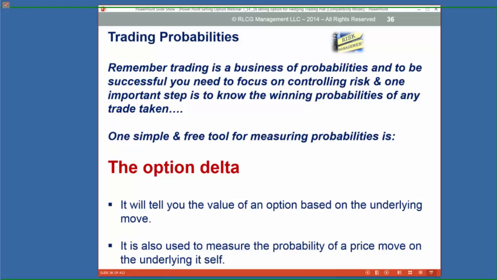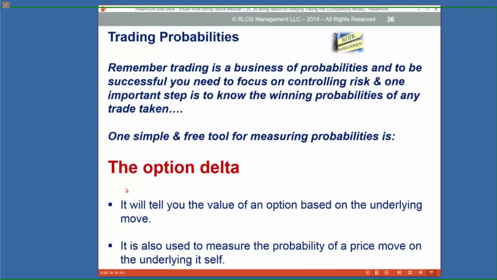Now, you're probably not going to have a lot of time when you're trying to make trading decisions to use the model on your option platform. So one of the really quick and easy ways to determine probabilities of a trade, and this is free on your option platform, is to use the option delta. Now, the option delta is used for two main things. It'll tell you what the value of the option will be based on a certain move in the underlying security, usually up $1 or down $1. But the other way it's great to use is to measure the probability of a price move on the underlying itself. And this is how I use it so much.